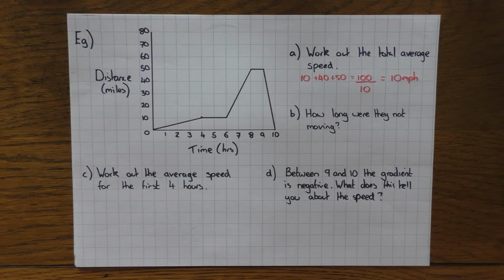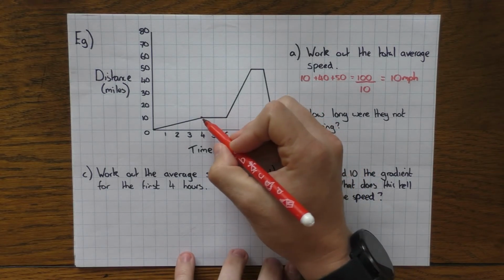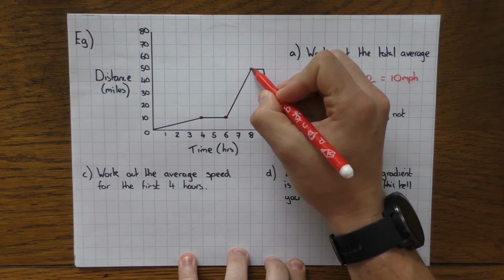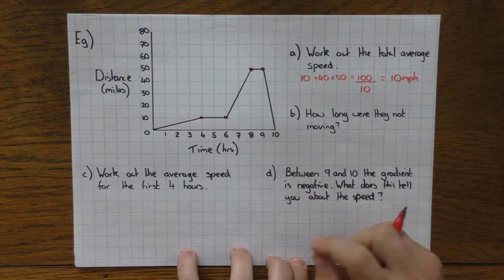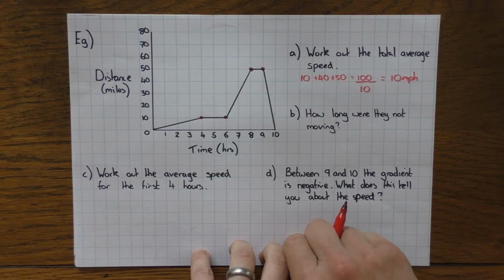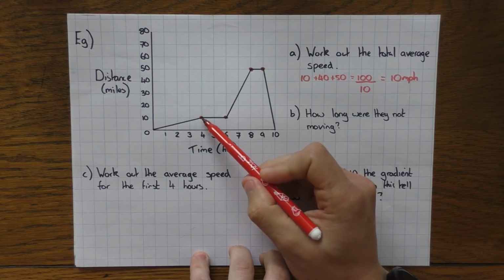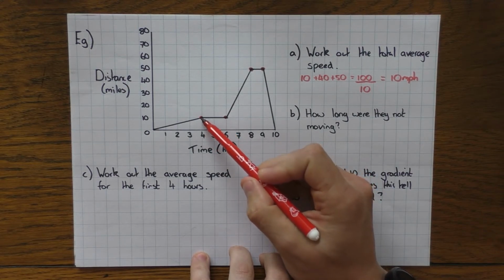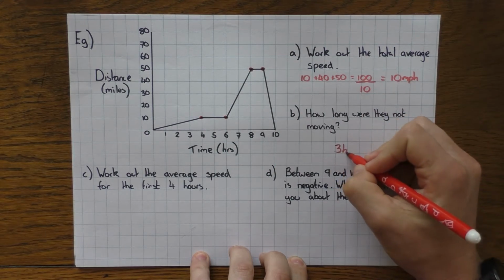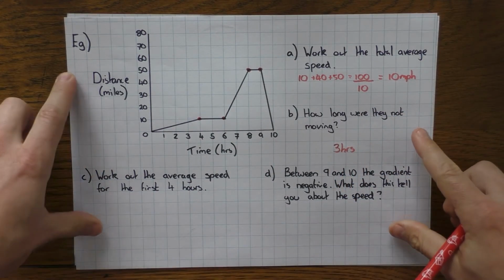How long were they not moving? So again, I'm looking for my stationary points here. So I've not been moving from this bit here, but I've also, in the journey, been stationary there. So just be careful, just make sure you get all of it together. Each square in this case is worth 1 hour. So 1 hour, 2 hours, 3 hours is how long I've been stationary for.